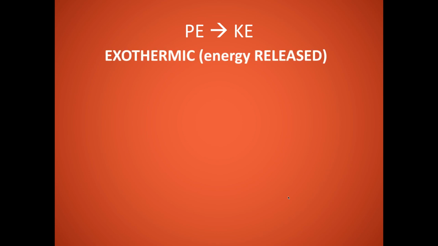So we have potential to kinetic or kinetic to potential. So what are these called? Well, if you take energy that's stored and release it, like in an explosion, this would be an exothermic change, where energy exits its stored state. The energy is released, like open the cage and let the tiger loose.